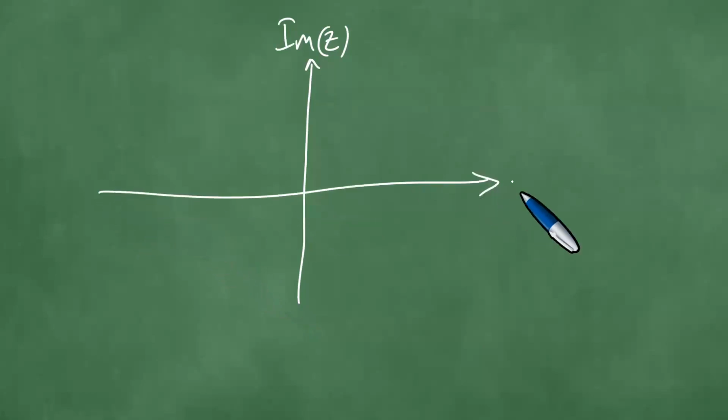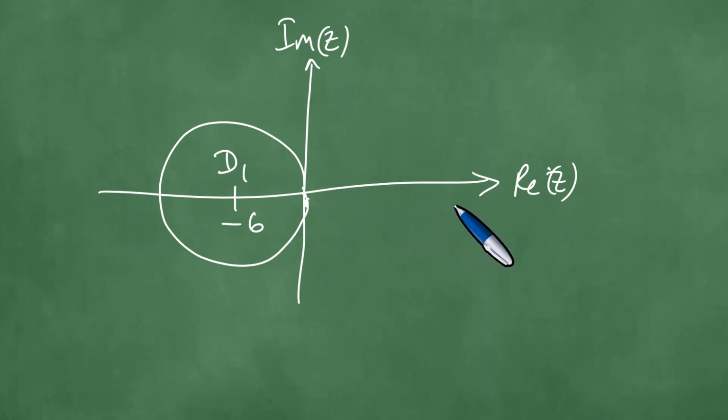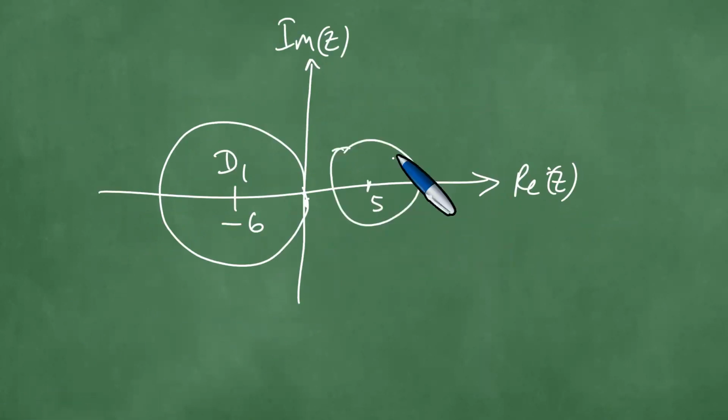These circles themselves, the Gerschgorin circles, if you are looking at the imaginary axis, so you can have a circle here, centered at 5, and another circle centered at 9 of radius 6 or less. Something like that.